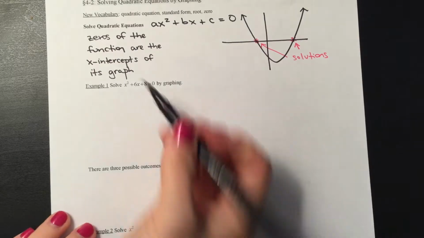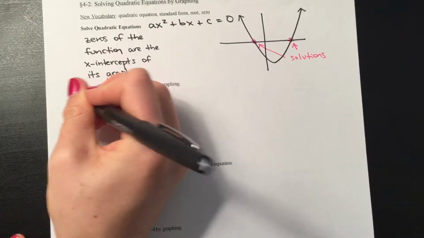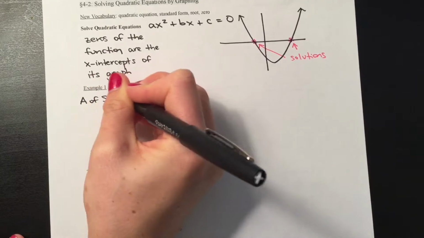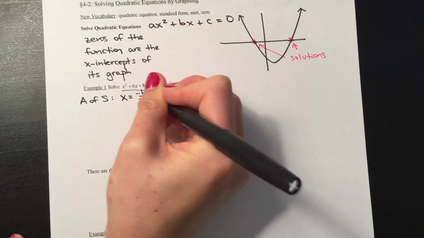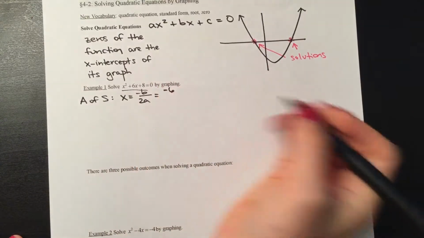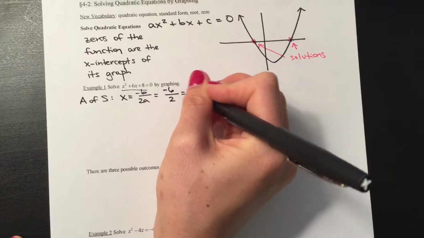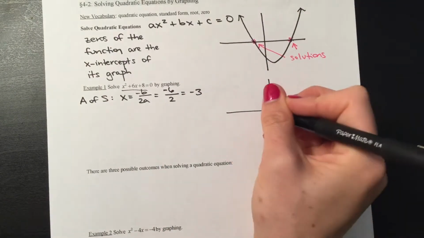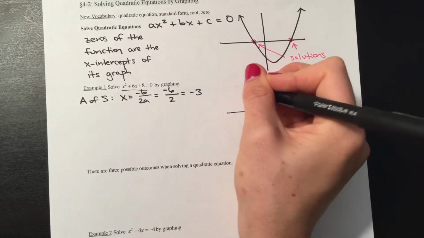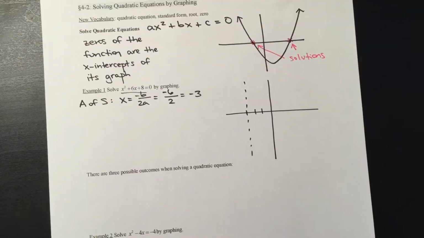Okay, so we're going to graph this the same way we did in section 4.1. So we're going to start by finding the axis of symmetry. So remember, that's x equals negative b over 2a. So that's negative 6 over 2 times 1. So that's negative 3. All right, so let's go and graph that. So we're at negative 3, and that's going to be our axis of symmetry. And then remember, the vertex will fall somewhere on that line.